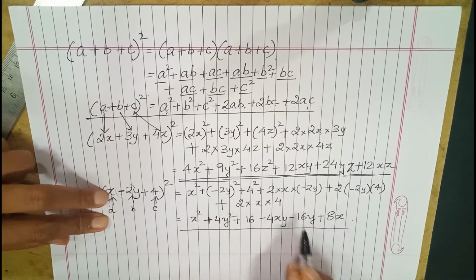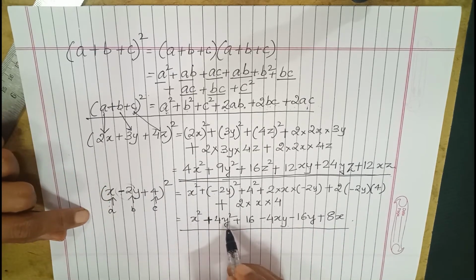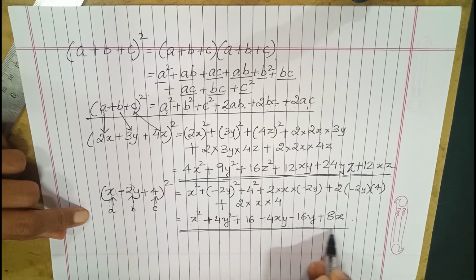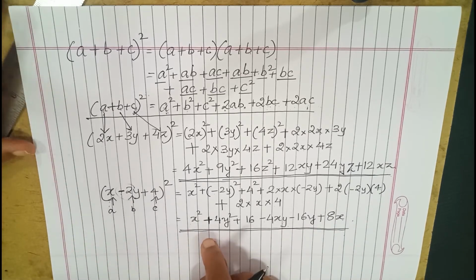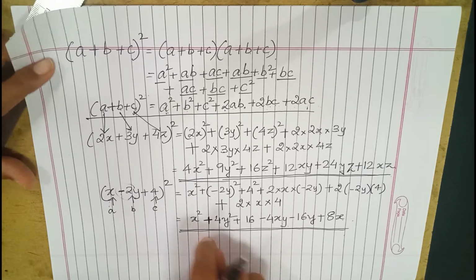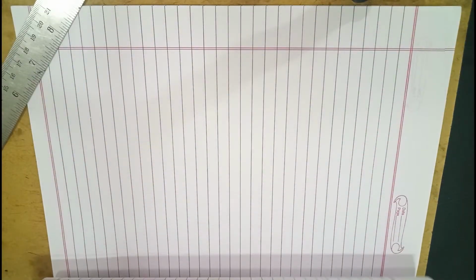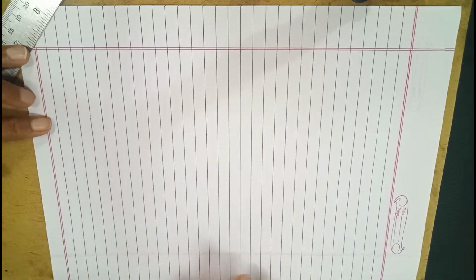So now here again you can see we don't have any like terms, x square, y square, xy, y and x. So this becomes our final answer. So this is how you expand any polynomial given in the form a plus b plus c the whole square. Let us now do a few sums of simplify.